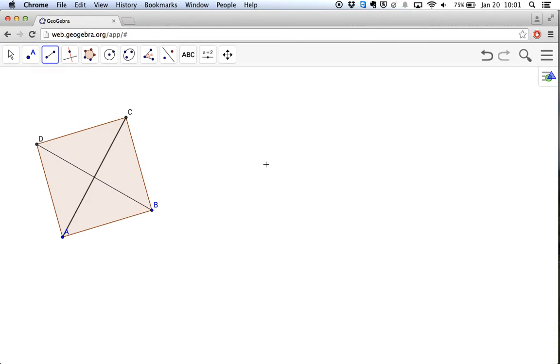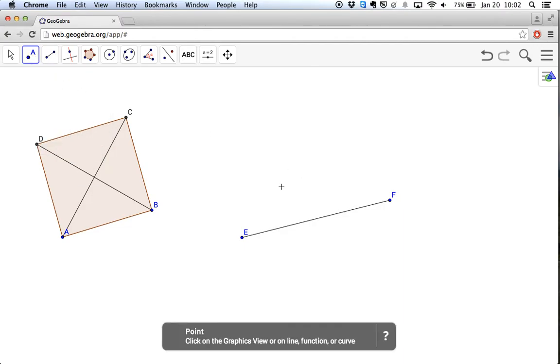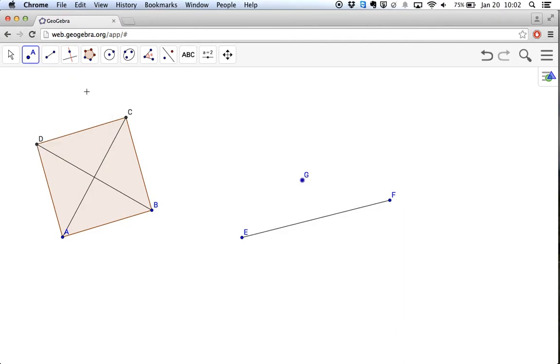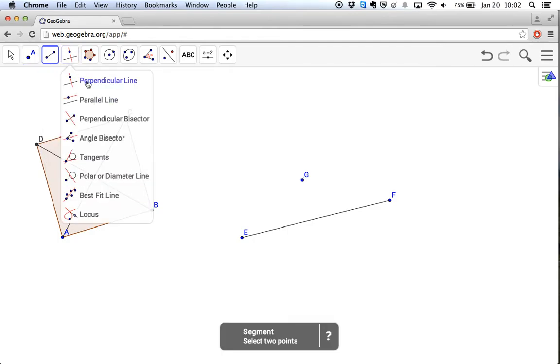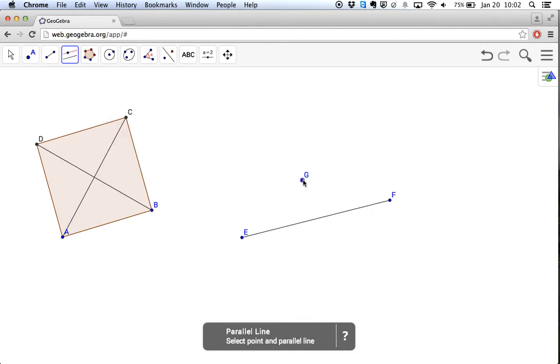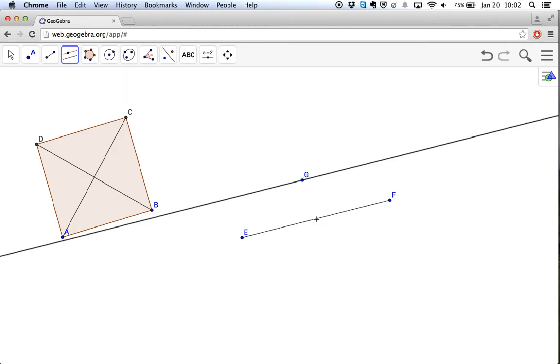To construct a rectangle, which would be the next one, we're going to need 2 sets of parallel lines. So we're going to start like we were working on a parallelogram. We're just going to have one segment there, and then we're going to need to create a line that is parallel to that segment. But to do that, we're first going to need to create some point that's not on that segment. Now when we go back to construct a parallel line, you see that it asks us to select the point and the parallel line. So that's the point, and it's parallel to that line. Okay, so now we've got this line parallel to this.